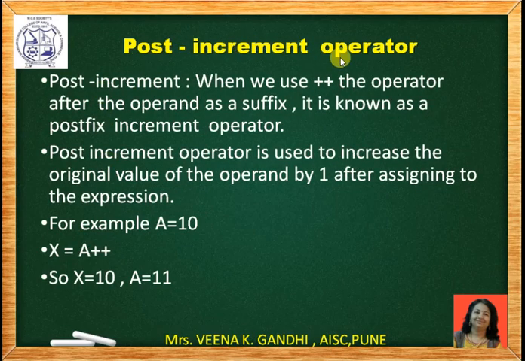Now in the post-increment operator, we use the plus operator after the operand as the suffix. It is known as the postfix increment operator or post-increment operator. In the post-increment operator, the original value of the operand is assigned first to the expression or variable, then incremented by 1. For example, a equal to 10. In this, the value of a is first assigned to x. So x will become 10. And afterwards, a will be incremented by 1. So a will become 11.